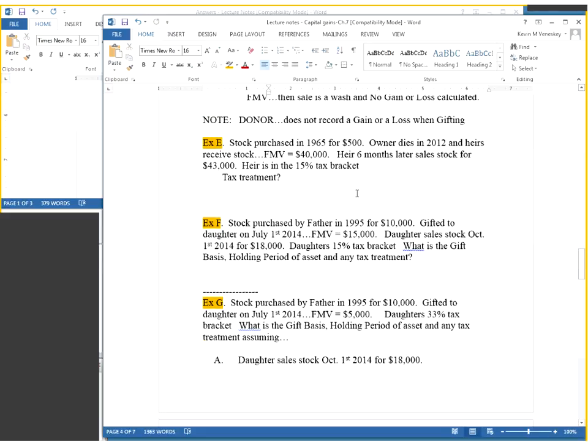So I have some examples here. If we purchase stock in 1965 for $500, the owner dies, and okay, the owner dies in the year 2014, since that's the tax year we're talking about.